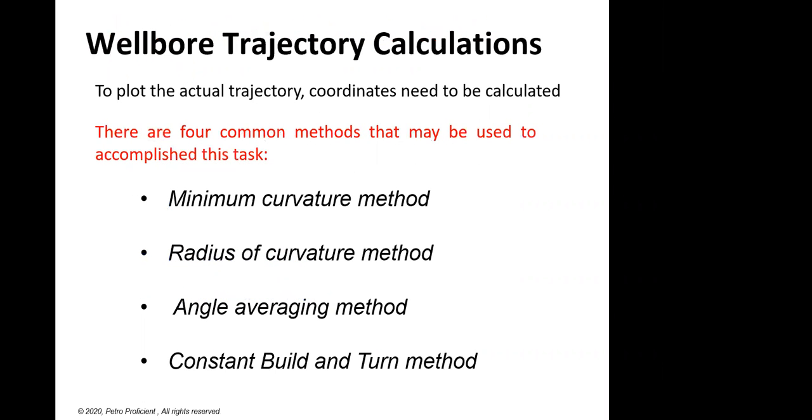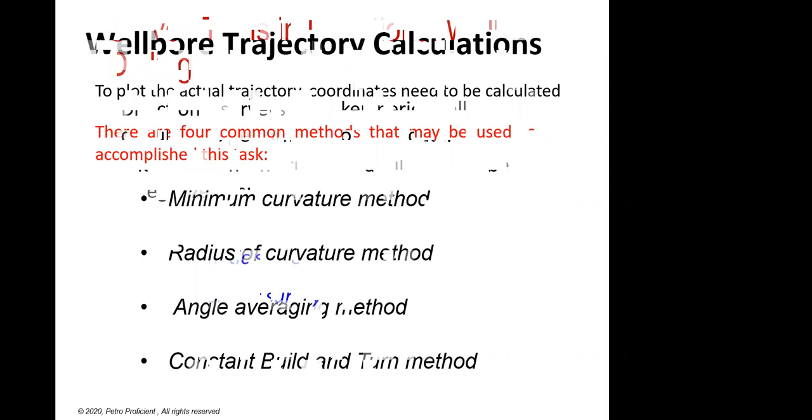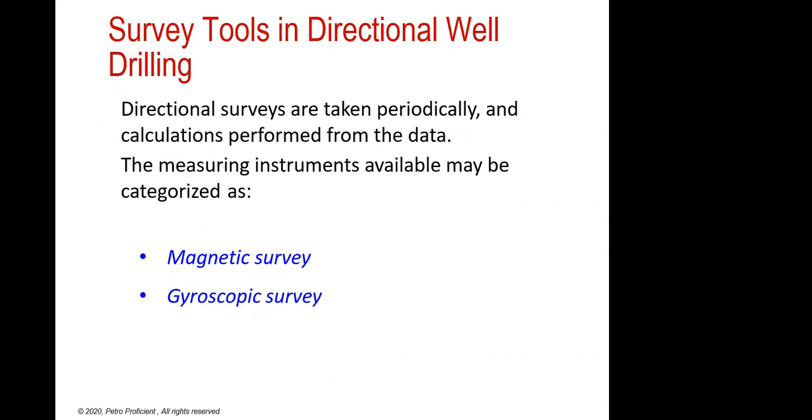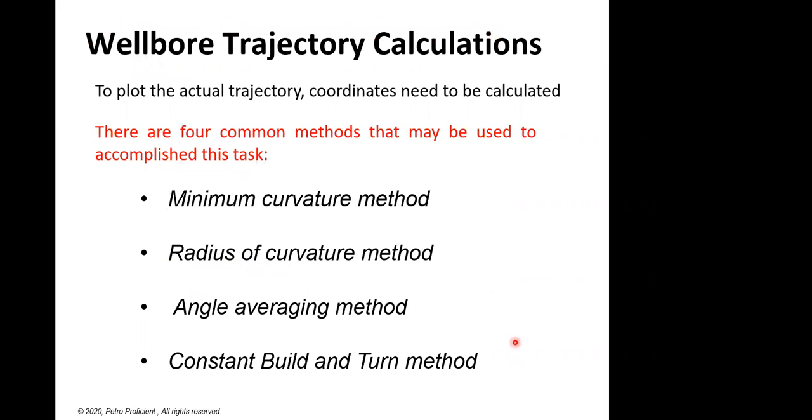Now there are some survey calculations. Once you obtain the surveys using one of these techniques, you need to do some calculations to find your coordinates, to find where you are, and your total vertical depth. You have your measured depth, which is actually measured while you are drilling. You need to calculate your total vertical depth. It is done using four methods: the minimum curvature method, radius of curvature method, average angle method, and constant build and turn method. These are the methods commonly used to calculate your coordinates and to do all the calculations for your well trajectory.